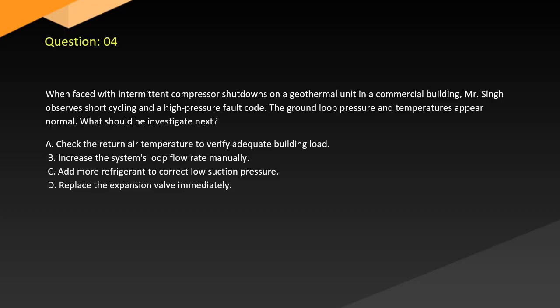A. Check the return air temperature to verify adequate building load. B. Increase the system's loop flow rate manually. C. Add more refrigerant to correct low suction pressure. D. Replace the expansion valve immediately.